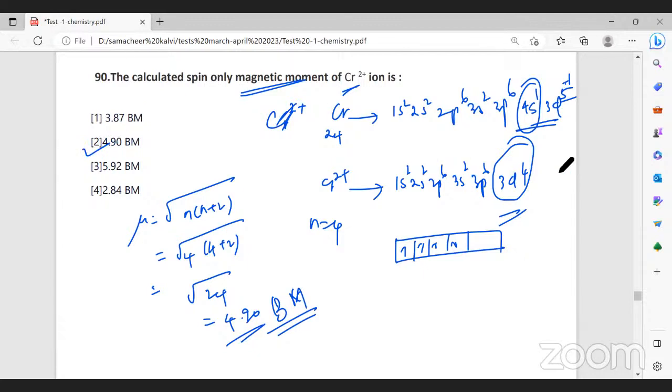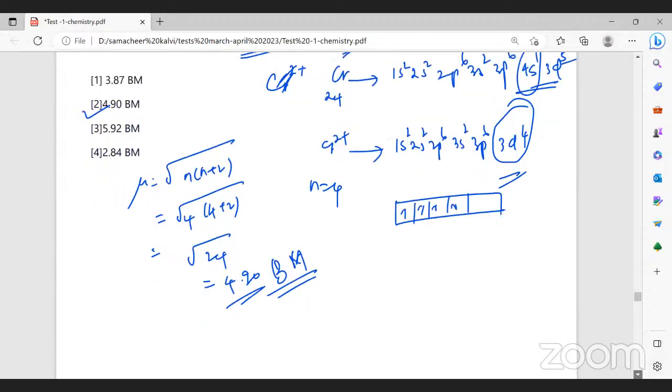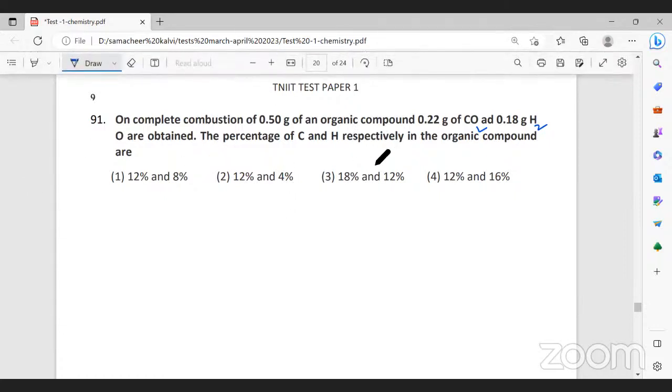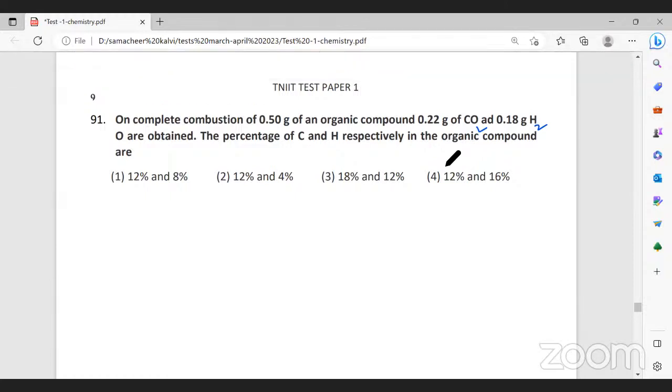The next question. On complete combustion of 0.5 grams of organic compound, 0.22 grams of carbon dioxide and water, H2O, is obtained. The percentage of carbon and hydrogen respectively. Percentage of hydrogen is 4 and percentage of carbon in this case is 12.